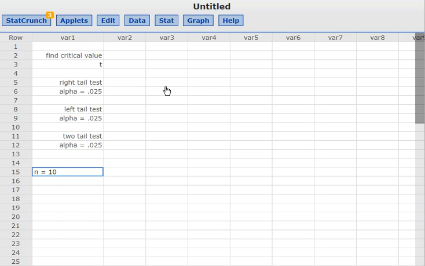In this video, I'm going to use StatCrunch not to find a critical z-value, but this time to find a critical t-value. Remember, with the t-test, this is a hypothesis test, you need to know degrees of freedom. So you must know the sample size because each one is going to be different depending upon the sample size.